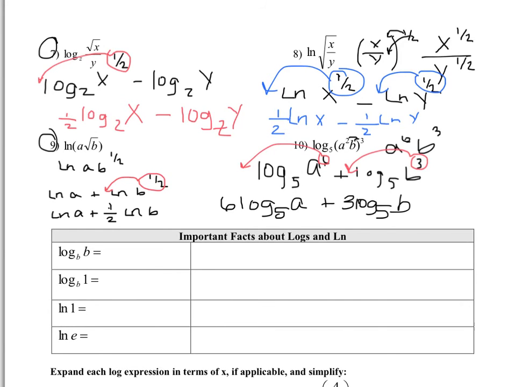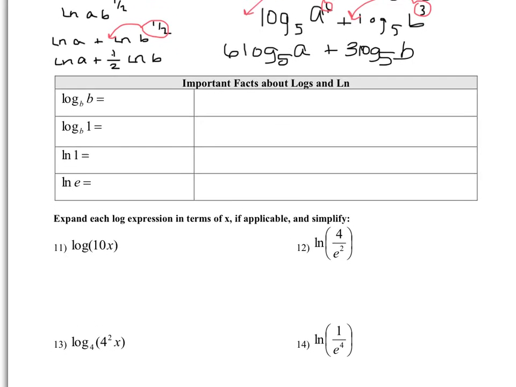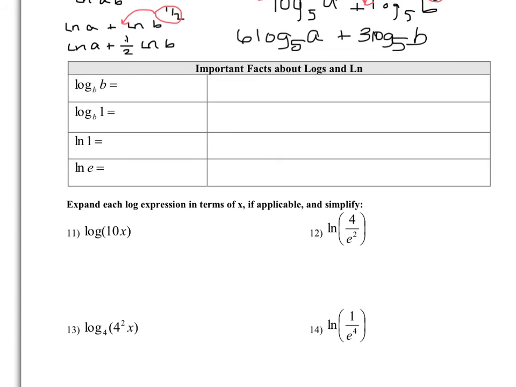All right, the last thing I wanted to talk about were some important facts about logs and ln's, and then we're done. So the first fact is over here: log base b of b equals 1, log base b of 1 equals 0, ln of 1 equals 0, and ln of e equals 1. I can prove them for you using the loop-de-loop.